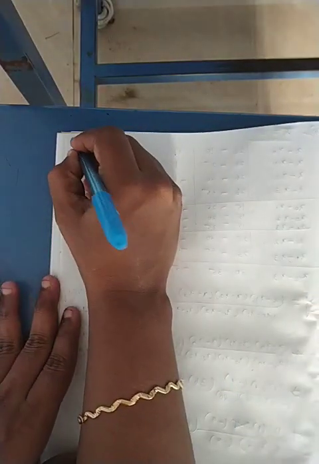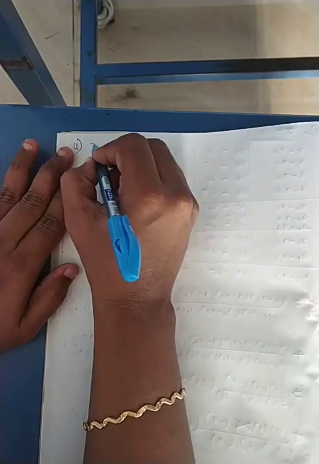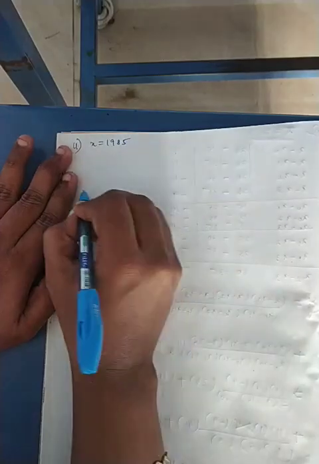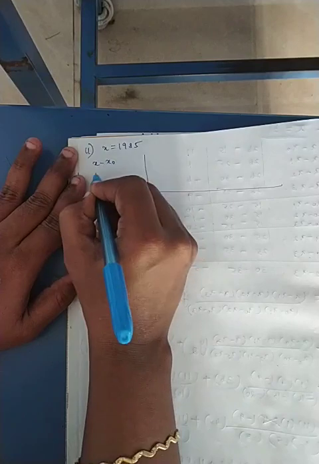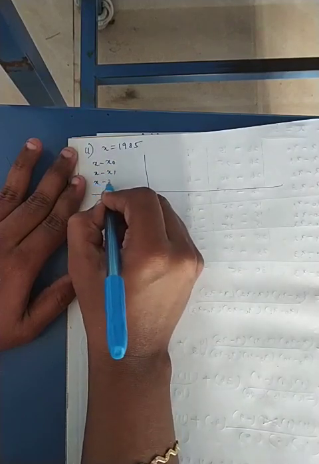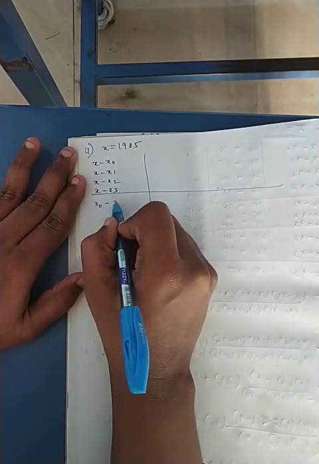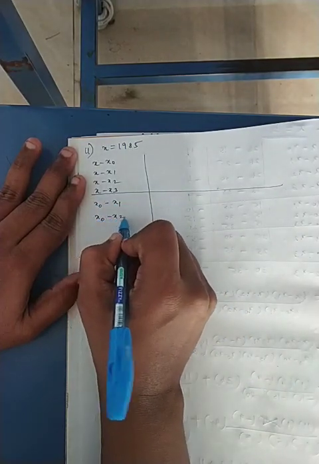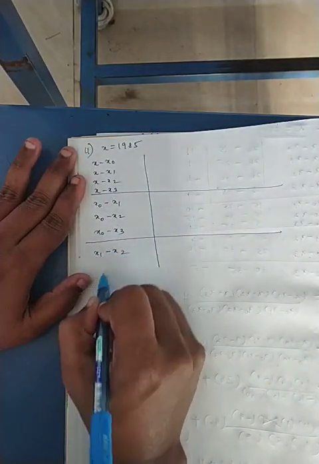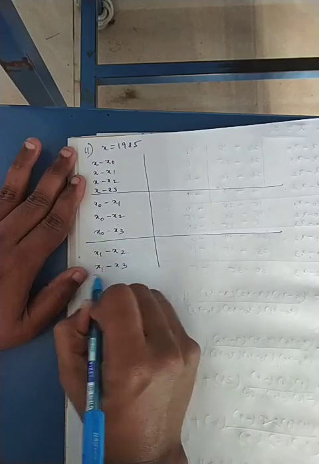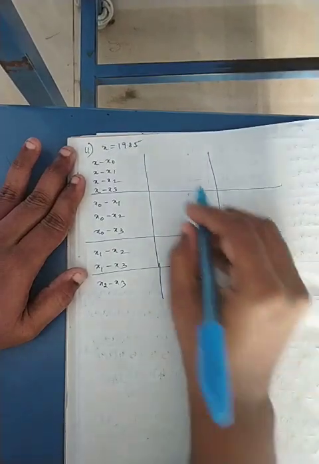Going to our 11th problem, they are giving x is equal to 1985. So again I have to form the table. How will I form the table? It is x minus x naught, x minus x1, x minus x2, x minus x3. Then it is x naught minus x1, x naught minus x2, x naught minus x3. Then it is x1 minus x2, x1 minus x3. Then it is x2 minus x3. Only that one.